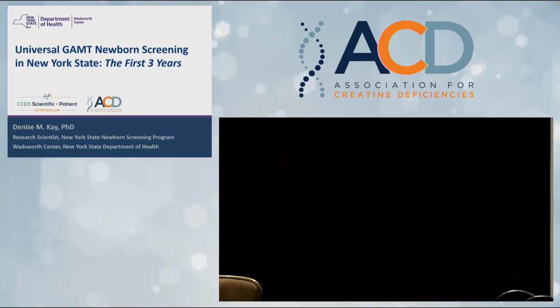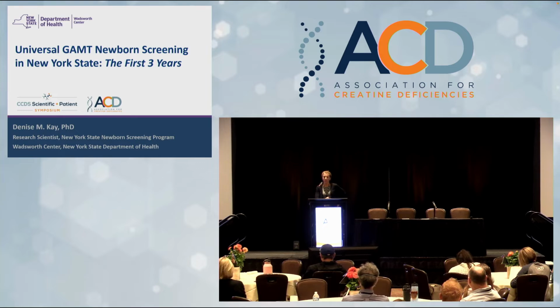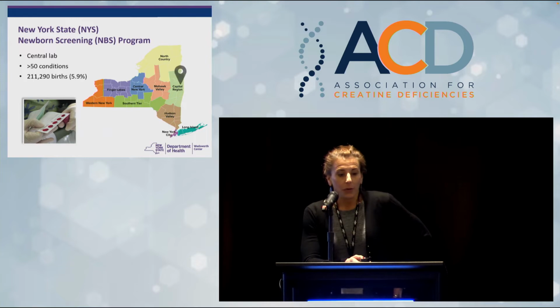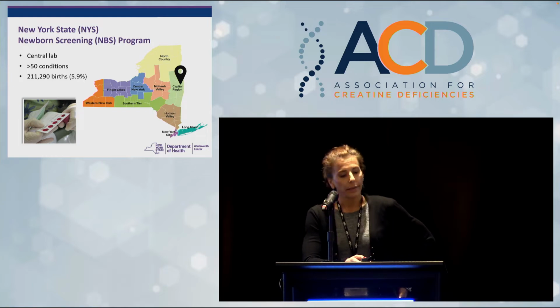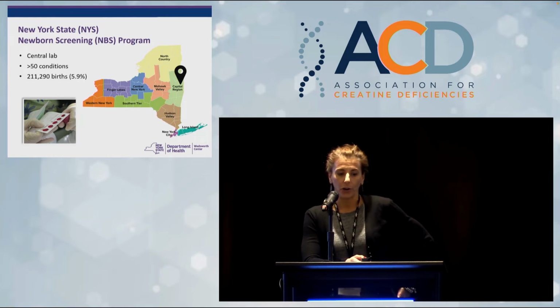I'm going to talk about implementation of universal GAMT screening in New York State. In New York State, we have a central lab. We screen all babies born in the state for more than 50 different conditions, and we do that using dried blood spot specimens that are collected at the hospital of birth before discharge.